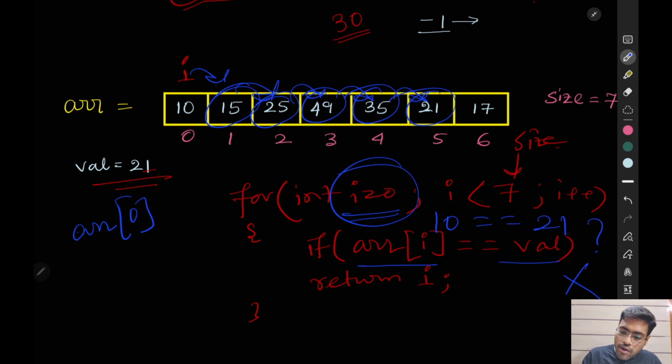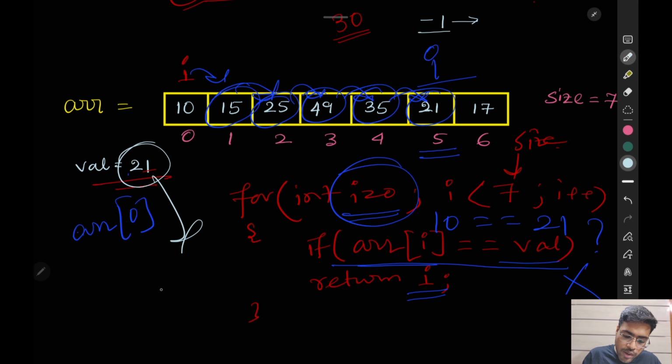That means now i is standing at index number 5. At that time this condition will be satisfied and it will return the value of i. That means it will return 5. So for 21 it will return what? It will return 5. Okay.